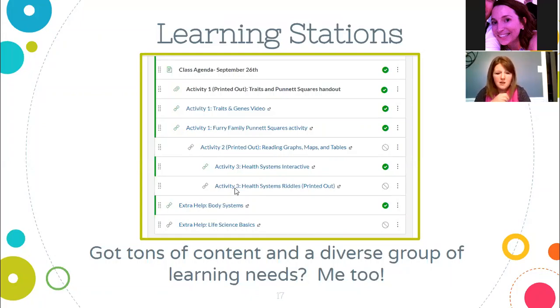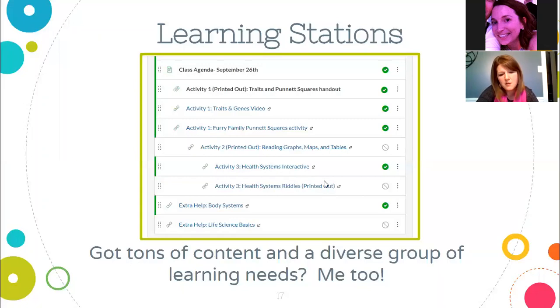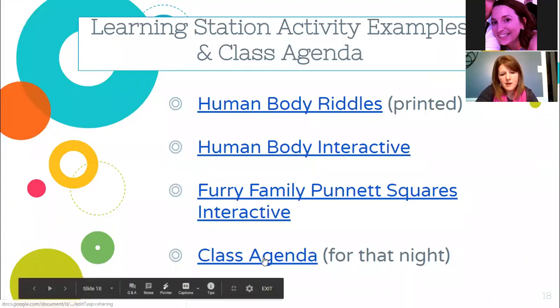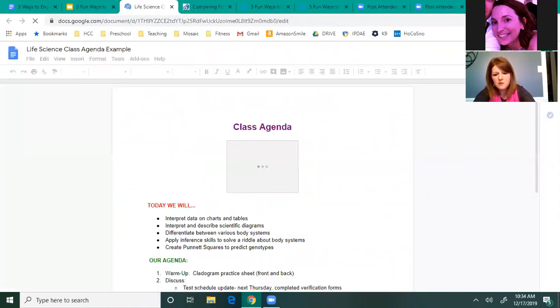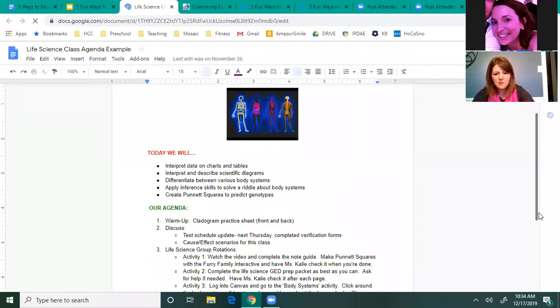This particular night, I had 3 laptops in the classroom that they could rotate to, so all they needed to do was have Canvas logged into to access what they needed. Anything that was printed, I denoted on there that it was printed so they weren't trying to click on it and figure it out. Also a way to organize, and this could work whether you have computers in your classroom or not, is giving your students an organizational tool so that they know what they're doing that night and what's expected of them.